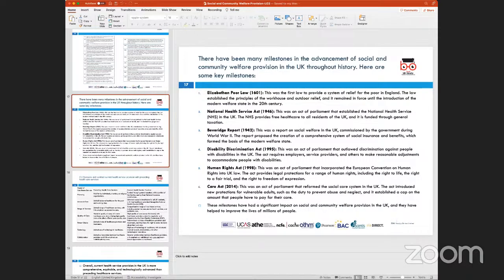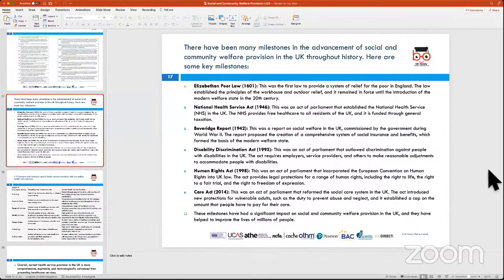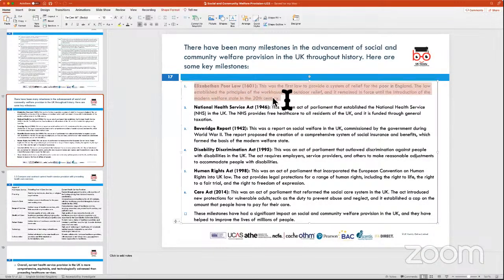So this particular slide that you see talks about the foundations in terms of where and how the social and community welfare provision actually started in the UK. Anything before the 20th century, or I would say up until World War II, is a timeline which falls into what is called the Elizabethan Poor Law. That means here the system of health and social care was very weak.